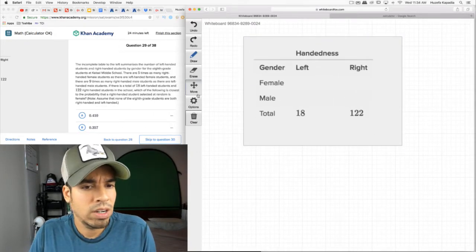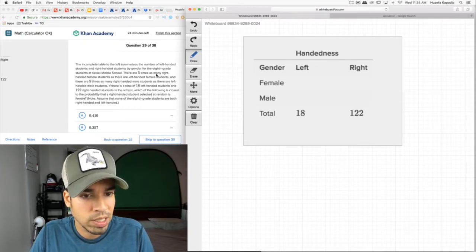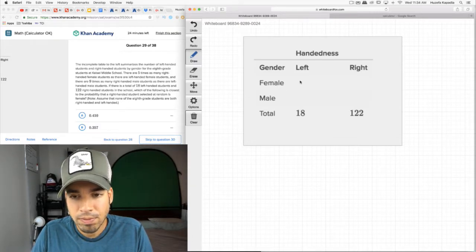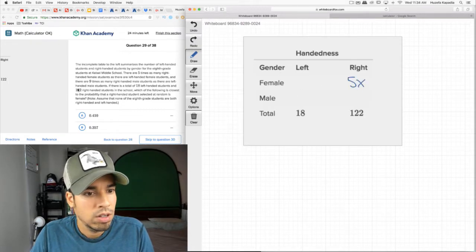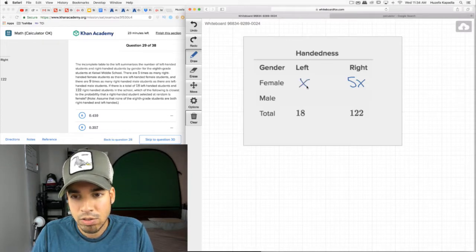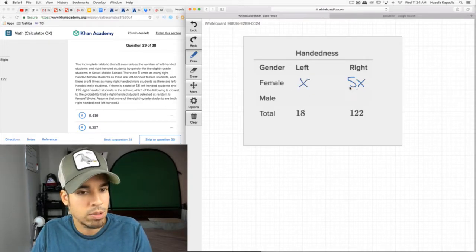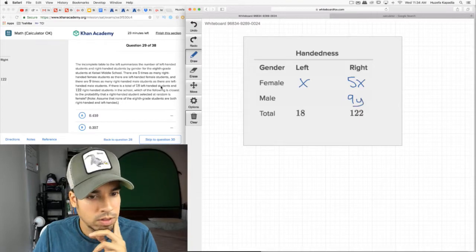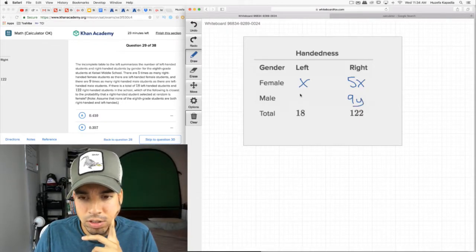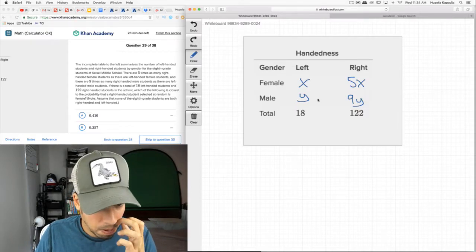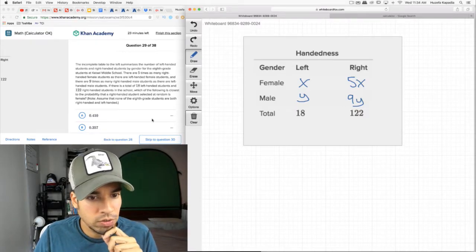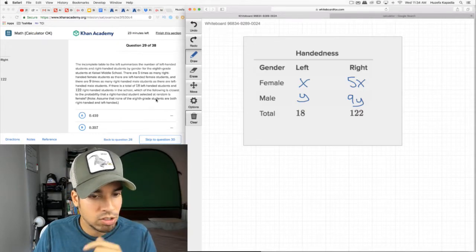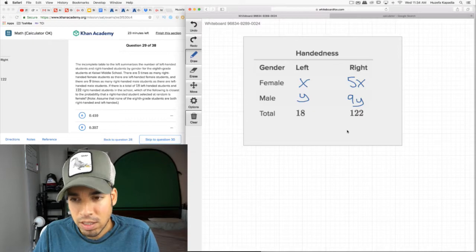The incomplete table to the left summarizes the number of left-handed students and right-handed students by gender for 8th grade. There are 5 times as many right-handed female students as there are left-handed female students. Okay, right? This is x. This is 5 times as many. And there are 9 times as many right-handed male students as there are left-handed male students. Done. If there are 18 and 122 here, which of the following is close to the probability that a right-handed student selected at random is female?